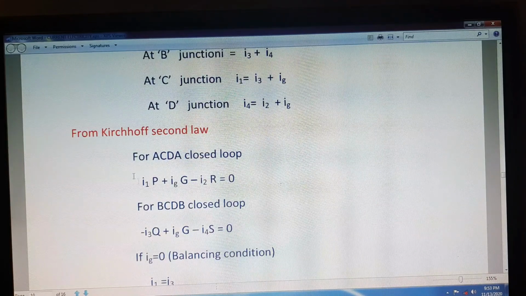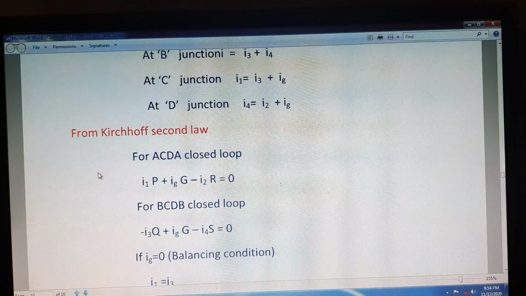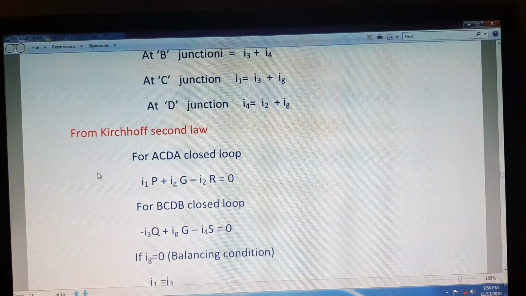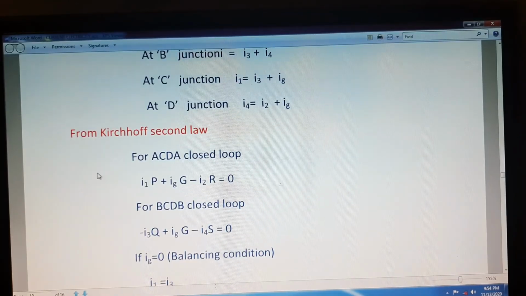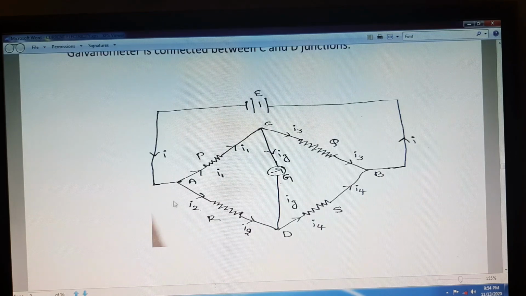And the second one, from Kirchhoff's second law, we can apply the second law. We can draw a closed loop. From the circuit, it can be resolved into 2 loops. The first one is ACDA, the second one is BCDB. So we can write the first one, ACDA. This is the first loop. The second one is BCDB. In the first loop, the second law represents the voltage potential drop in the circuit.